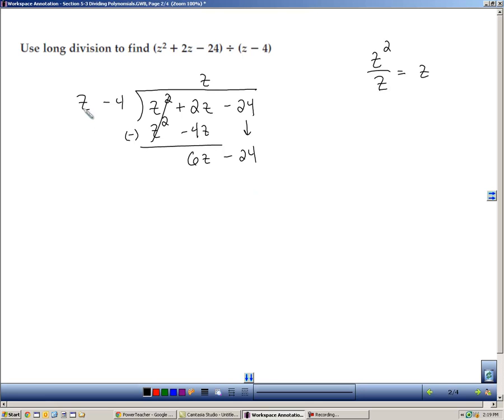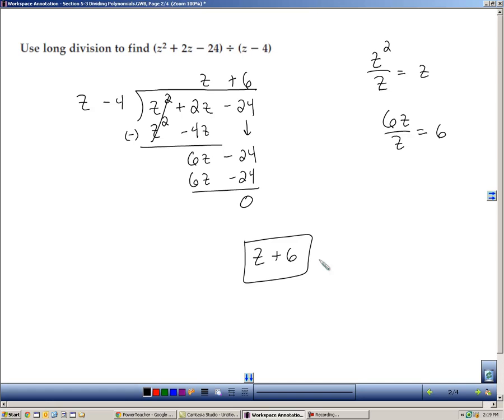Now I have to divide the z into 6z, and if I divide 6z by z, I get a 6. And where do I put the 6? I put it in the column that has all the whole numbers. So distribute: 6 times z is 6z, 6 times negative 4 is negative 24. And in this example, I get a remainder of 0. So my answer will be z plus 6 with no remainder.